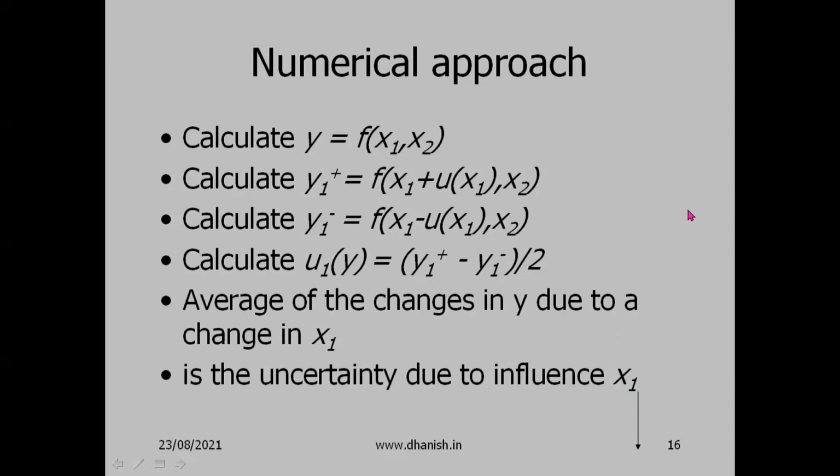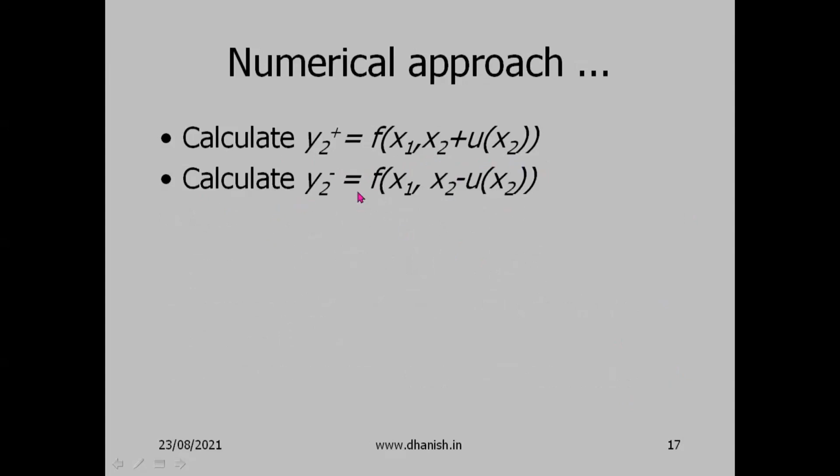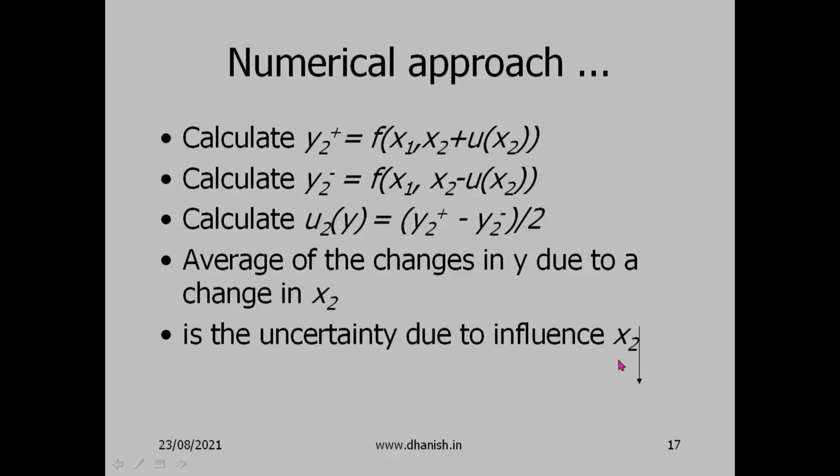Similarly, uncertainty of y due to influence x2. So y2 plus is equal to f of x1, x2 plus standard uncertainty of x2. y2 minus is f of x1, x2 minus standard uncertainty of x2. Standard uncertainty of y due to the second input variable is y2 plus minus y2 minus by 2, the average of the changes in y due to a change in x2. This is the uncertainty due to influence x2.